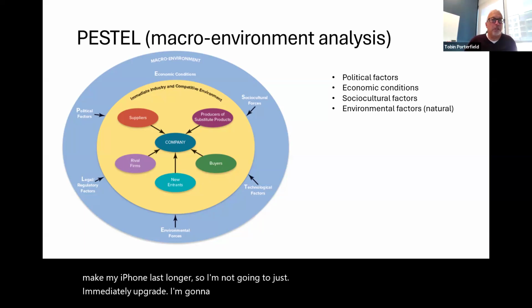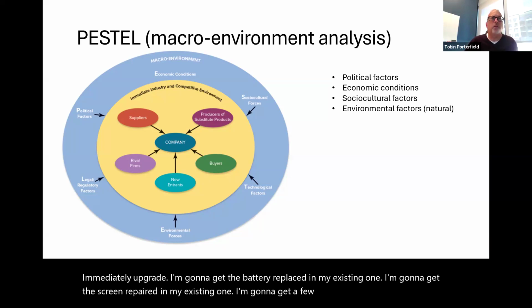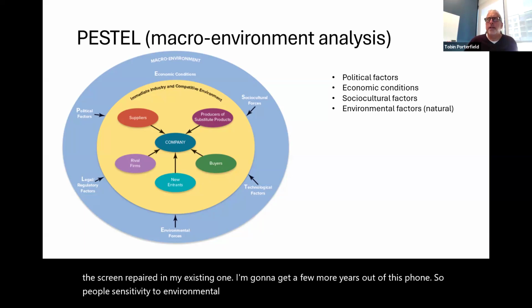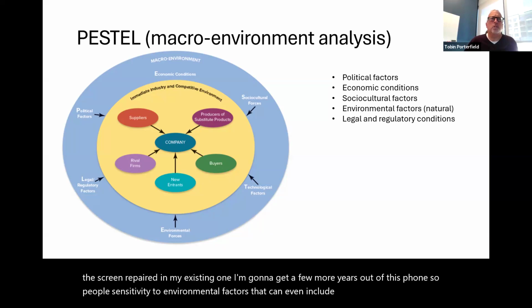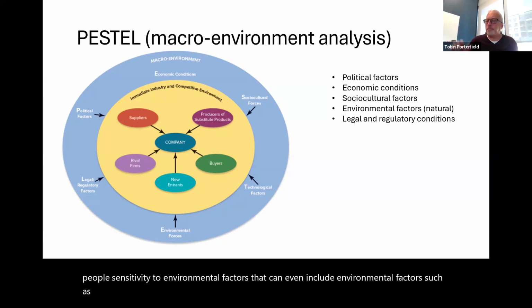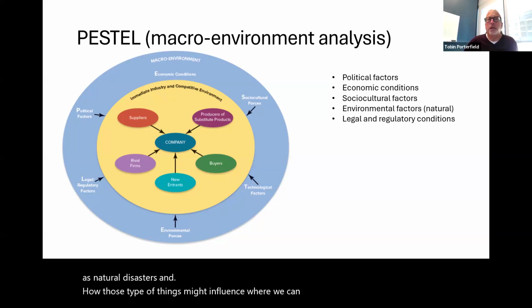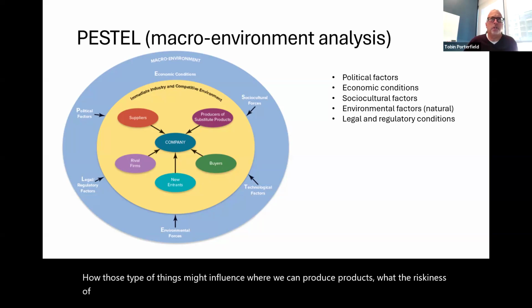I'm going to get the battery replaced in my existing one. I'm going to get the screen repaired in my existing one. I'm going to get a few more years out of this phone. So people's sensitivity to environmental factors can even include natural disasters, and how those types of things might influence where we can produce products, what the riskiness is of having manufacturing done in places that are subject to tsunamis. So all kinds of different environmental, natural type considerations are made here.